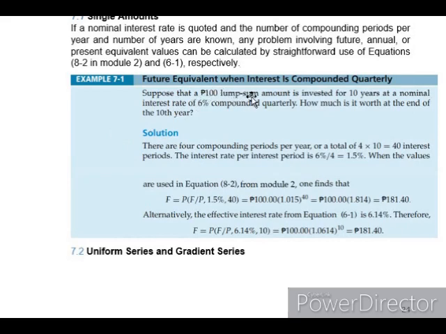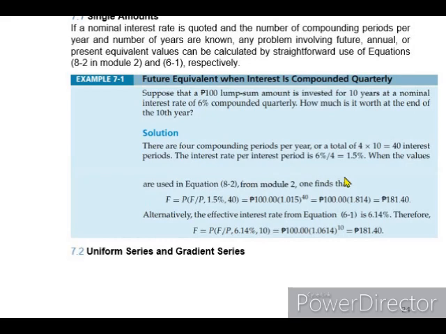So, future equivalent when interest is compounded quarterly. Okay? So, suppose that 100 pesos lump sum amount is invested for 10 years at a nominal interest rate of 6% compounded quarterly. How much is it worth at the end of the 10th year? Okay? So, for the solution, there are 4 compounding periods per year. Sabi kasi, a total of 4 eh. Okay? Tapos, bakit 4? Kasi nga, quarterly. Okay? Tapos, 10 years. Kaya 4 times 10, okay? So, equals 40 interest periods. So, the interest rate per interest period is 6%, ayan, no? 6% over 4. So, pag dinivide mo yan, para makuha mo yung per period is 1.5%.